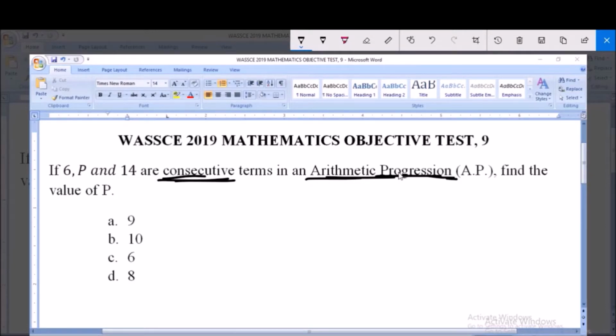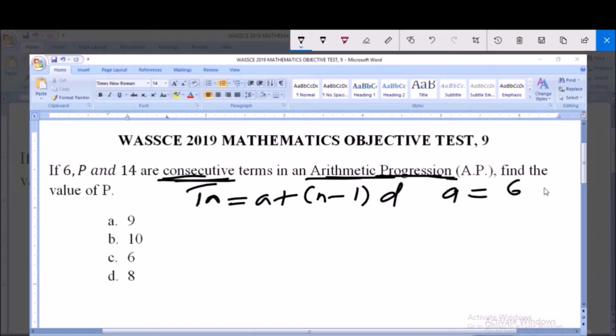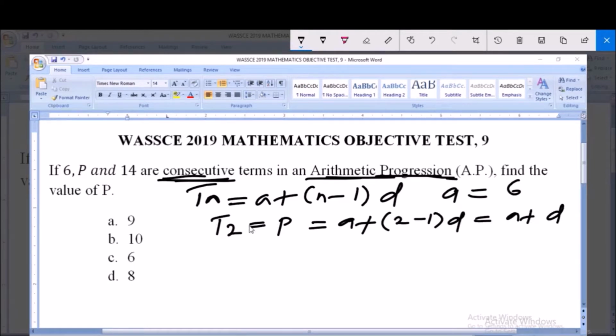Now the formula for finding the nth term of an AP is equal to a plus n minus 1 d, where n refers to the term you are finding, d is the common difference, and a is the first term. In this particular question, our first term a is equal to 6. Our second term T2 is equal to p, which is equal to a plus 2 minus 1 d, that's a plus d. So we have that p is equal to a plus d.